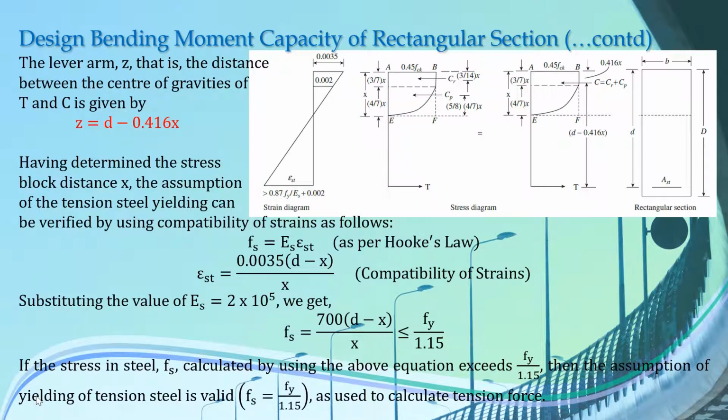Now finally, the lever arm is given by d minus 0.416x, because this is the total effective depth and we have the point of application of C as 0.416x from the top fiber. Hence this is the lever arm, the distance between the lines of application of tensile force and compressive force, and this is given by d minus 0.416x.